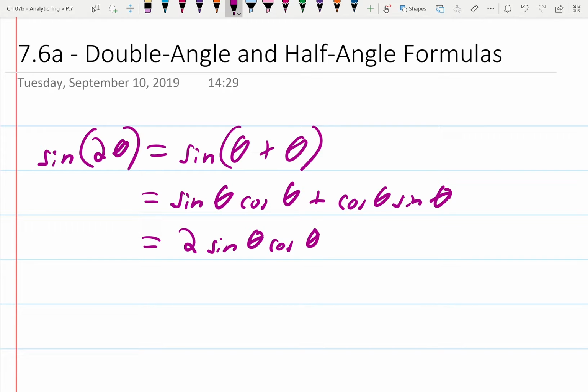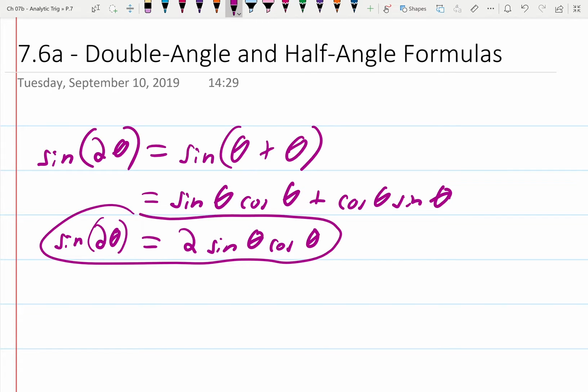That is the first of several we're going to do today. But this is one that you should commit to memory. This is also valuable because you actually have your first identity showing what happens when you multiply sine times cosine. Numerous times we're going to take sine times cosine and replace it with sine 2 theta over 2. So that's a way to deal with sine times cosine and change it into something else. That's useful.